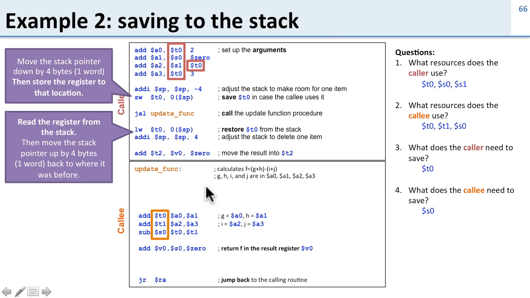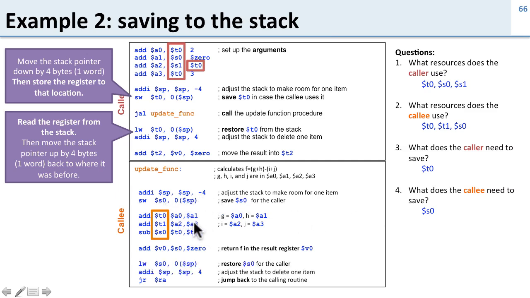Now what does the callee need to do? Well, we decided the callee needs to save S0. So it's going to do the same thing. Move the stack down by 1, put S0 on the stack, do its work, and then at the end, restore S0 from the stack and put the stack back where it was.